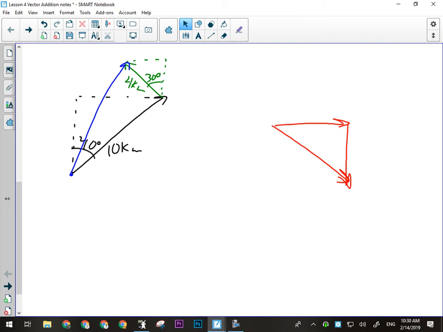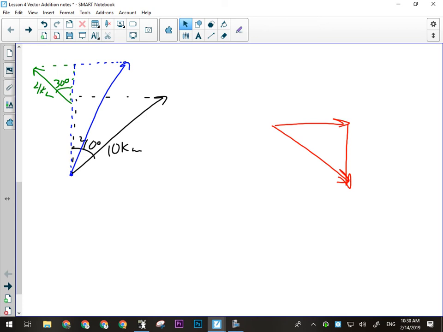Now, for these two here, my blue line represents my total displacement. In this case, the total displacement ends up being some distance north and some distance east. It has a vertical or north component and a horizontal or east component. Everyone okay with that? All right, so here's where we want to get to. If I take the north or vertical part of my 10-kilometer vector and I add it to that one, do I get the total north component?